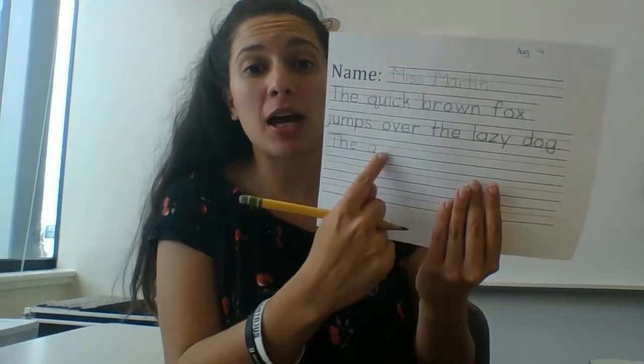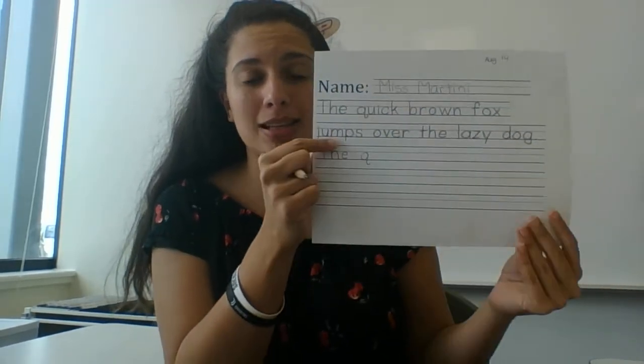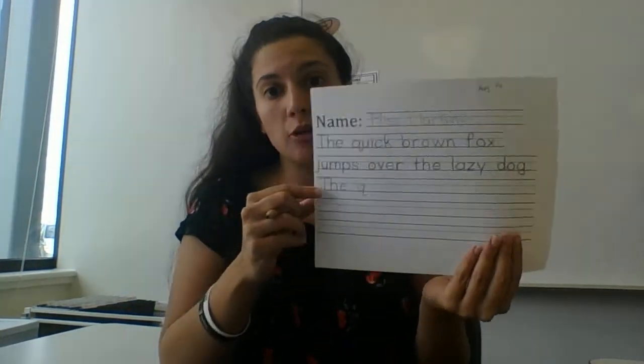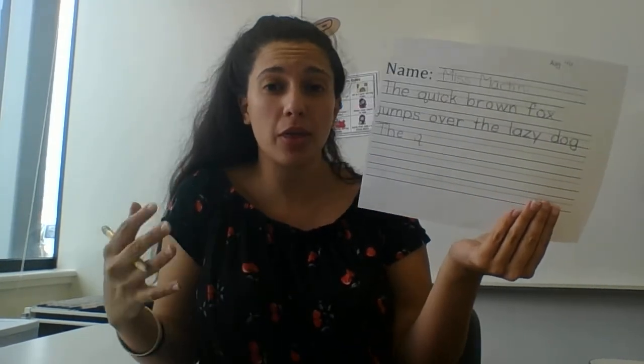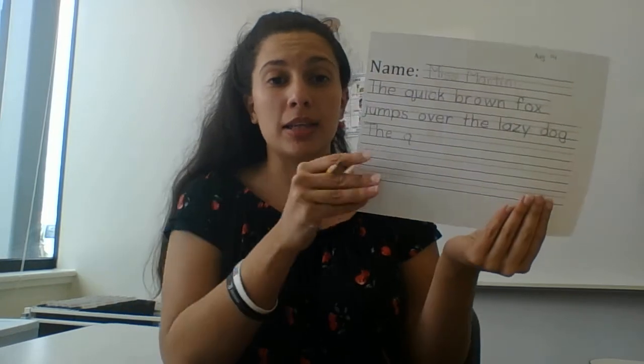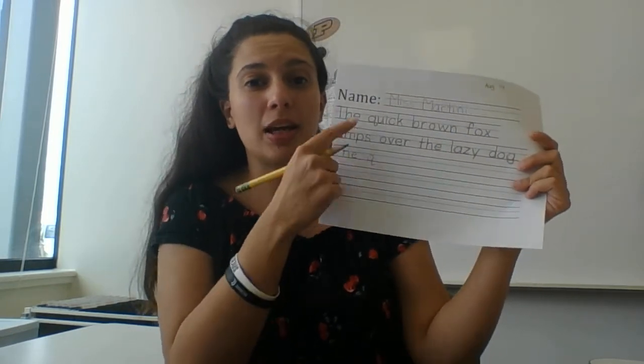Now I'm going to do that with the rest of this sentence. You guys are going to do that same thing. You're going to copy the whole sentence. You have 3 whole lines to use. You don't have to use the whole thing. Write it out in the best handwriting that you can and copy it as much as you can.